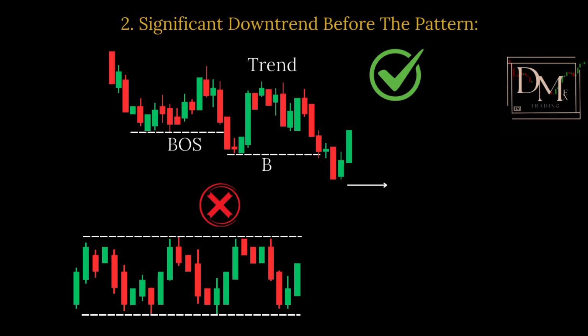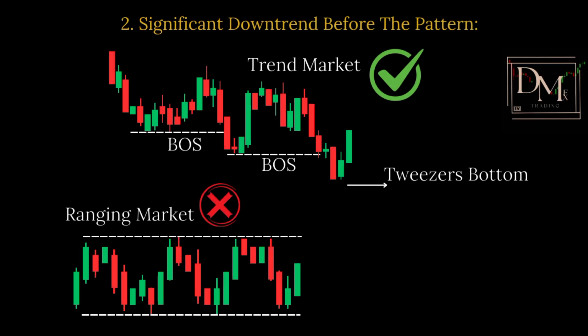2. Significant trend before the pattern. The tweezer bottom must occur after a well-established downtrend to serve as a reversal signal, and not in a ranging market. Prolonged selling often exhausts sellers and creates oversold conditions, increasing the likelihood of a reversal. As retail traders tend to continue selling into the downtrend, smart money, institutions, begins accumulating positions, setting the stage for a reversal.